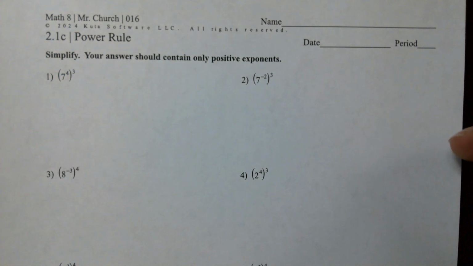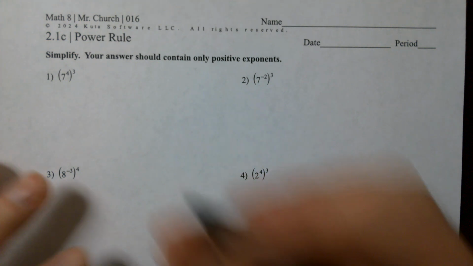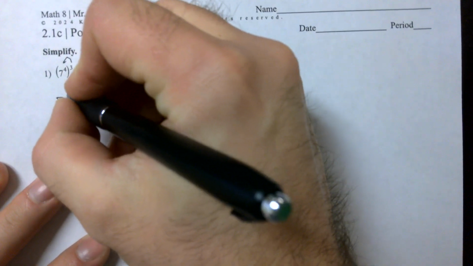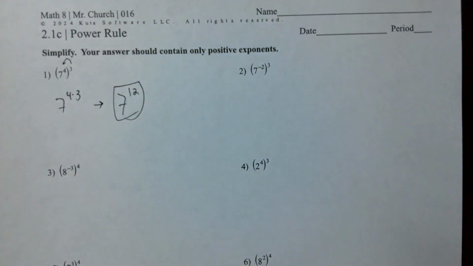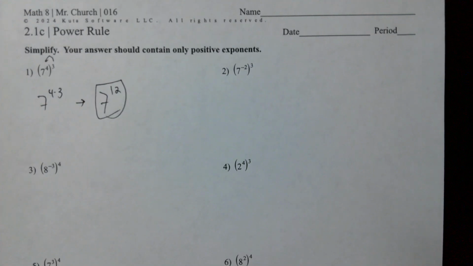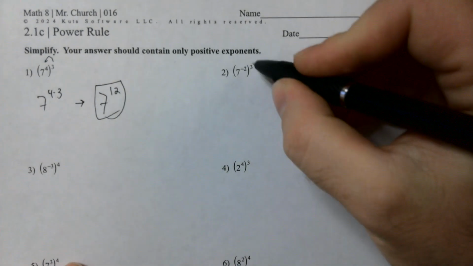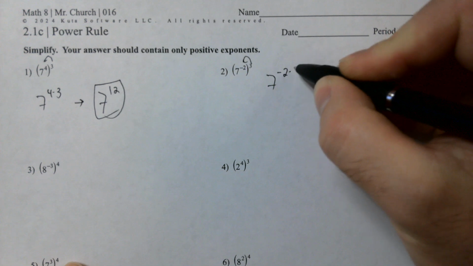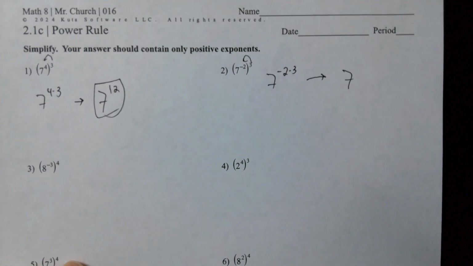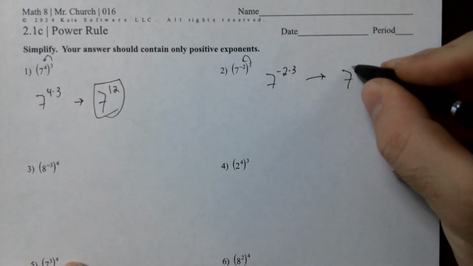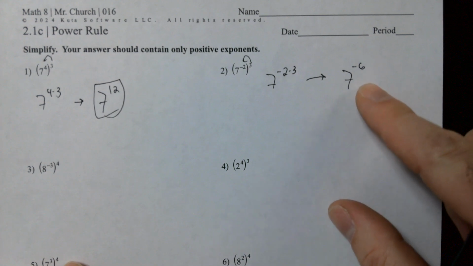We're just doing the power rule, so we're multiplying the outer exponent by the inner exponent, and we're keeping that base the same, right? So if I multiply 3 times 4 on my base of 7, gives me 7 to the 12th power. Now if I multiply 3 times negative 2, what do I get as a new exponent there? What's negative 2 times 3? Negative 6. Is this going to be my final answer here?